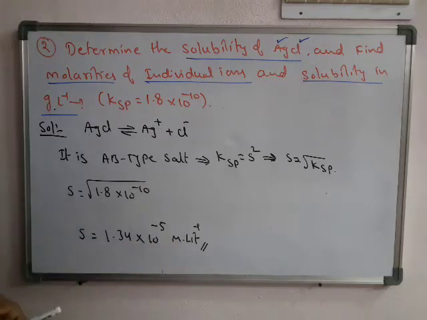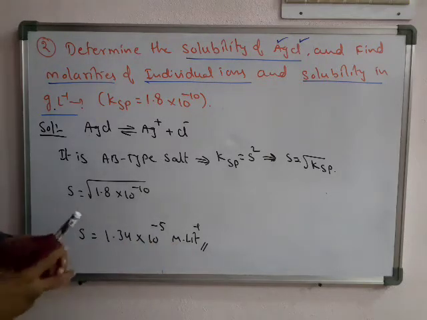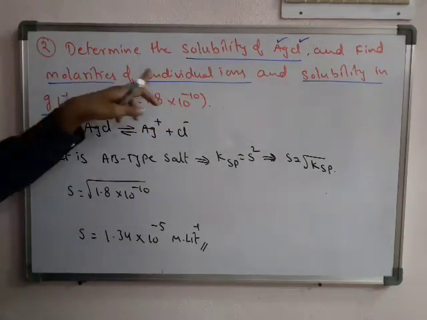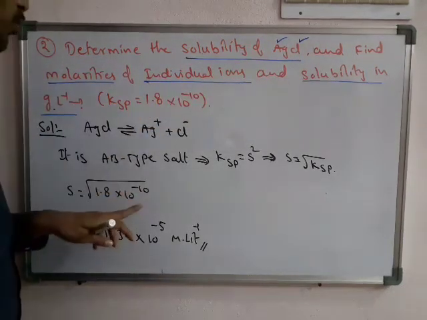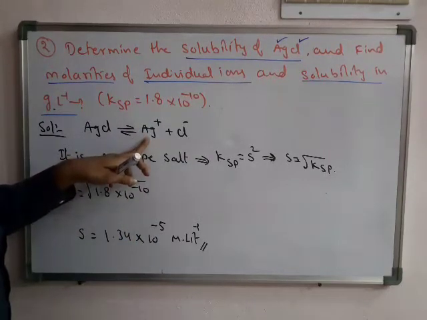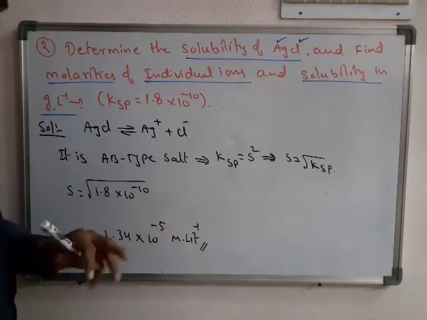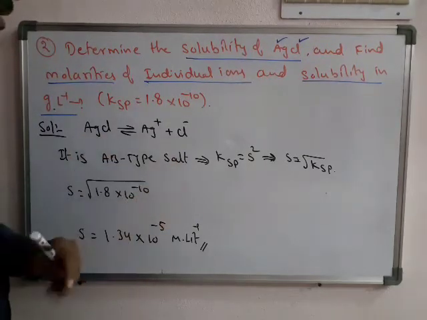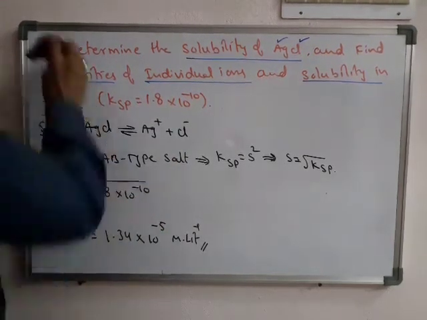So here, one more important thing. What is the second problem in it? The second is we have to find the molarities of individual ions. The molarity means nothing but concentration, nothing but solubility. We have to find the Ag plus ion and Cl minus ion separately. So very simple.